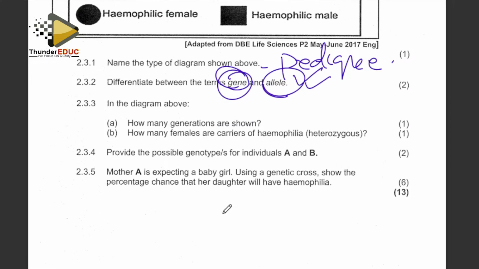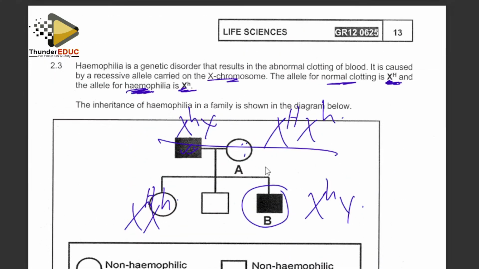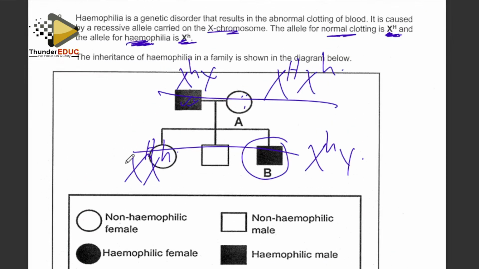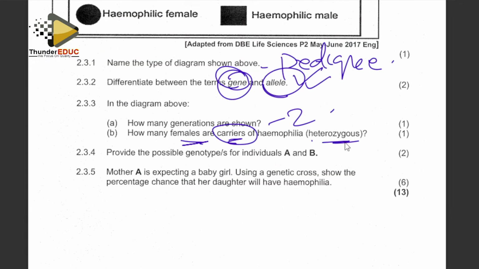We continue. How many generations are shown? Is 1, is 2. So we go to the next question. 2 generations. How many females are carriers of hemophilia, heterozygous? So I come here and look for the normal females. It's this one and this one. There are going to be 2. You see, we had already given even the answers.